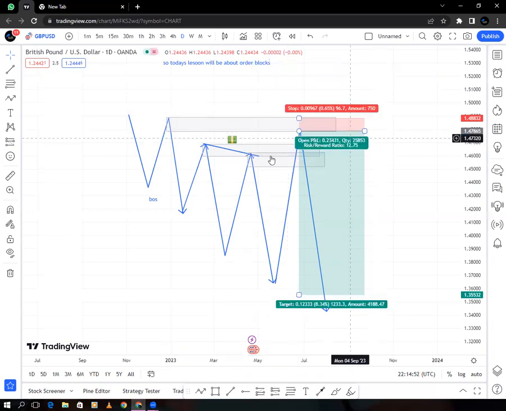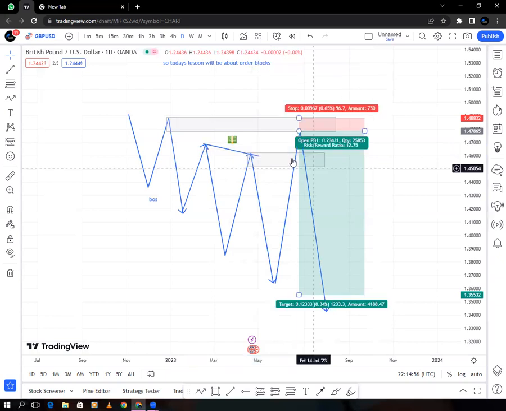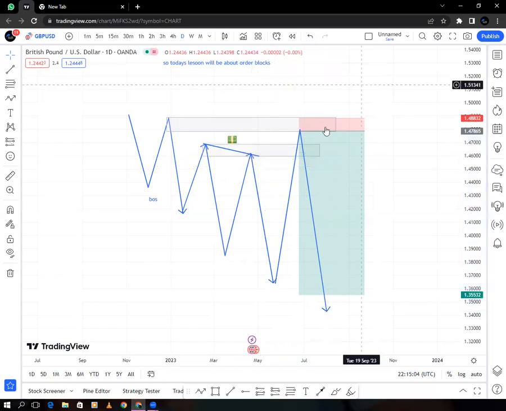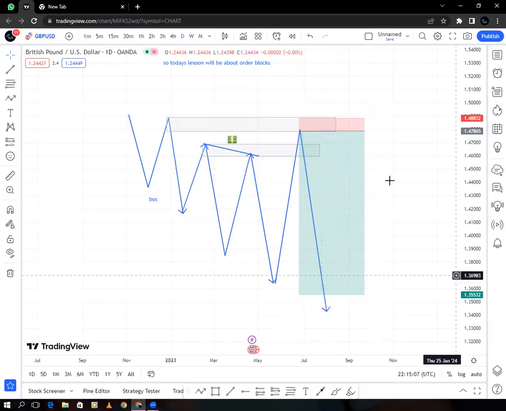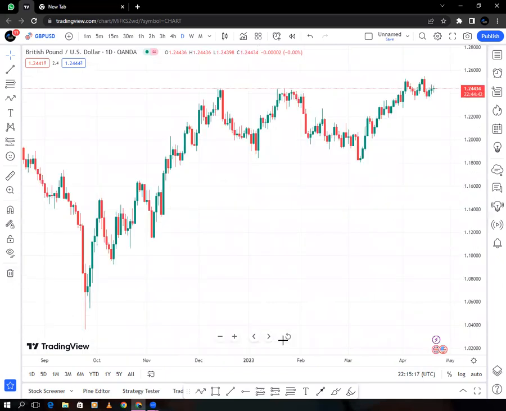So this tutorial, I won't make it long. I removed the wrong thing. I want to remove this. That's how you open up your trade. So now let me clear all of this and go to the real chart for examples so you can see.